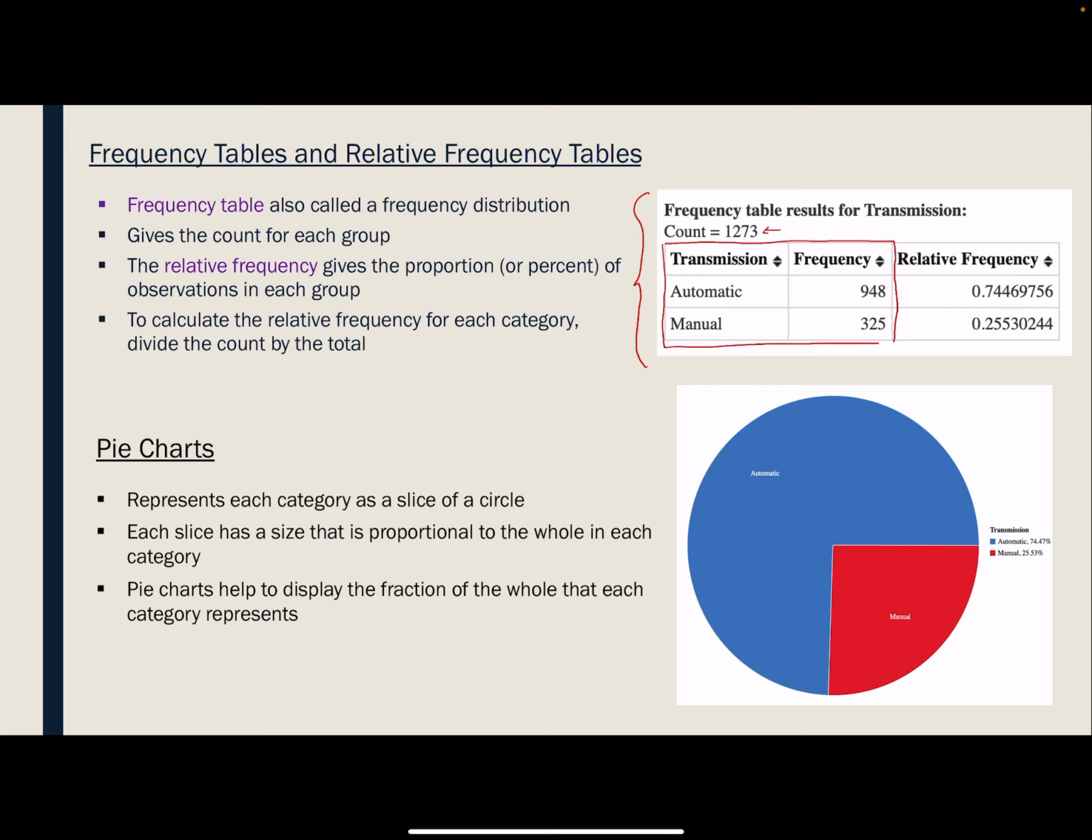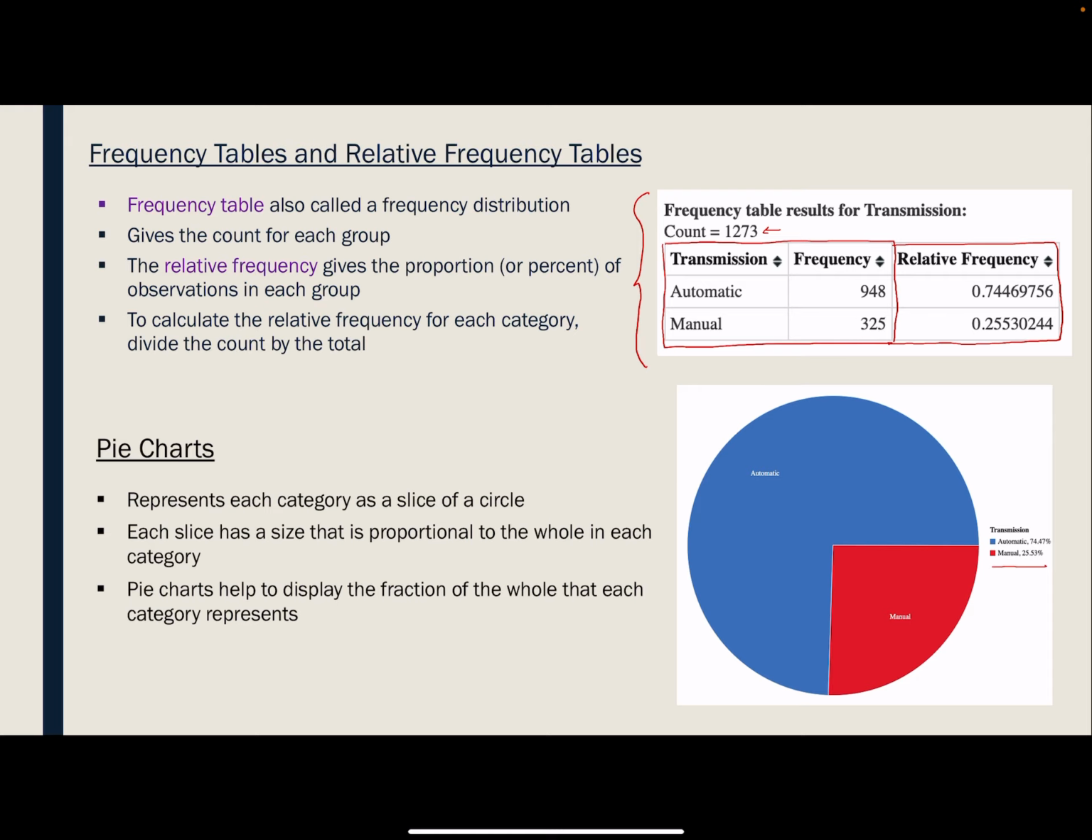A pie chart is a great way to show relative frequency. We can't show counts in a pie chart, but we can show percentages. And a pie chart is very visually appealing. We can see right away that there are many more vehicles that are automatic than manual. Each slice of the pie needs to be proportional to the whole in relation to that relative frequency, and you can see that it's reported over here on the side. 74.5% of vehicles are automatic and 25.5% are manual.